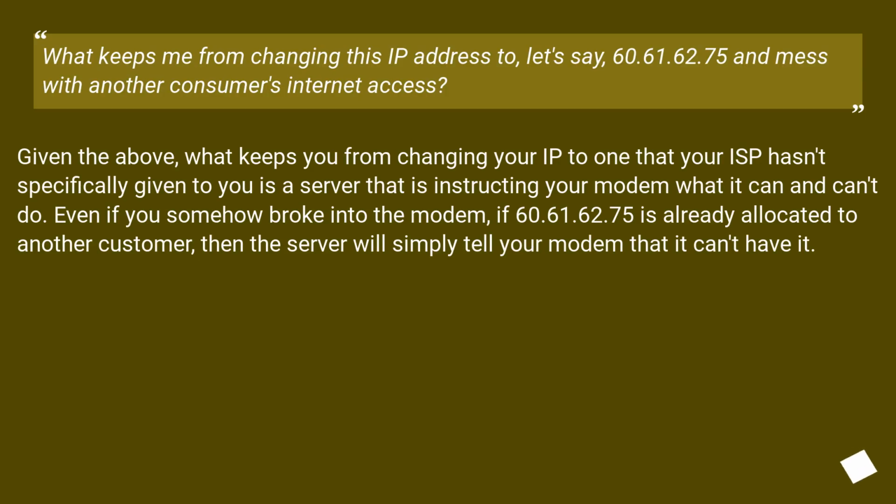What keeps me from changing this IP address to, let's say, 60.61.62.75 and mess with another consumer's internet access? Given the above, what keeps you from changing your IP to one that your ISP hasn't specifically given to you, as a server that is instructing your modem what it can and can't do? Even if you somehow broke into the modem, if 60.61.62.75 is already allocated to another customer, then the server will simply tell your modem that it can't have it.